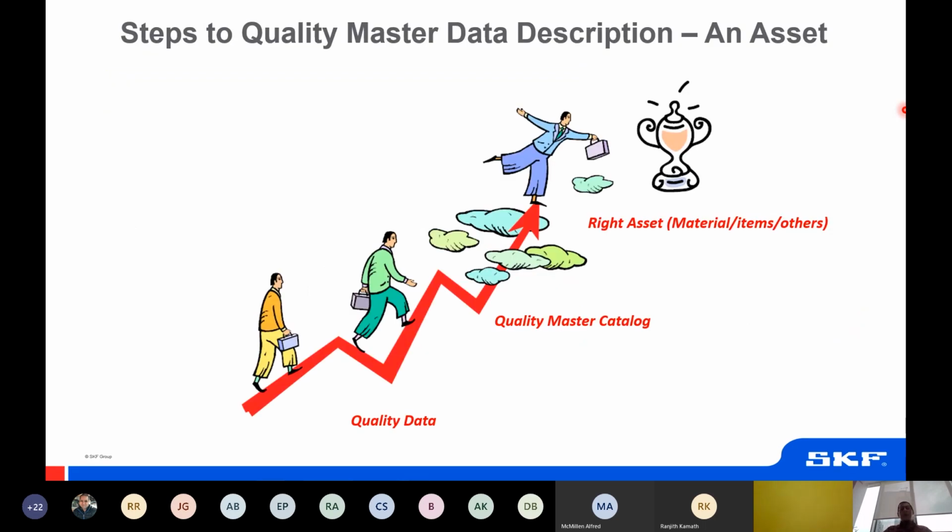So this is kind of a step where you need to have quality data to build up the quality master catalog, and then this quality master catalog can lead you to the right asset. So the asset here can be material, the items, the service, or the people, or any others.